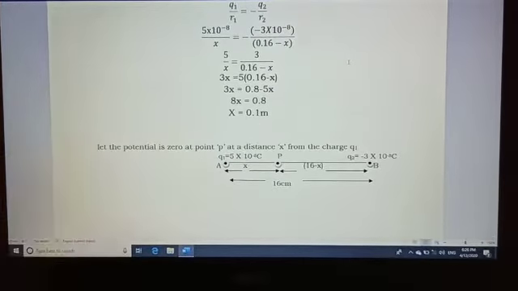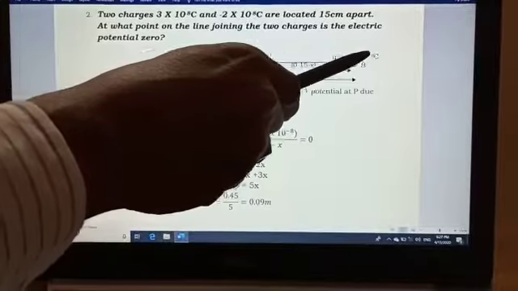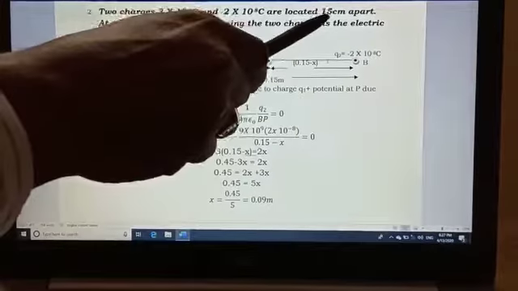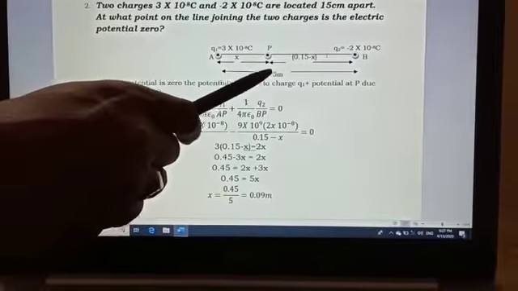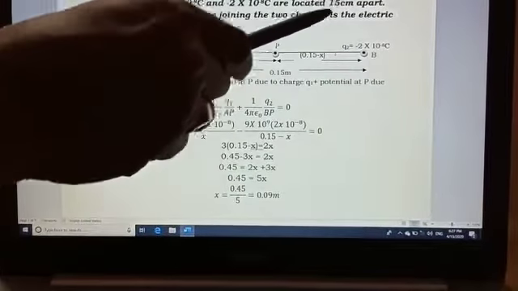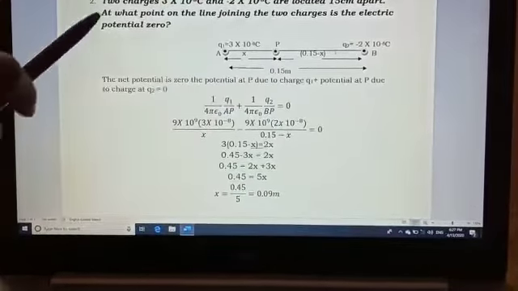Let us go for the second problem. It is also the same type. Two charges, 3 into 10 to the power of minus 8 coulomb and minus 2 into 10 to the power of minus 8 coulomb, located 15 centimeter apart. From here to here it is 15 centimeter, which I have converted to 0.15 meters. At what point on the line joining the two charges is the electric potential 0? It's the same kind of problem as the first one.